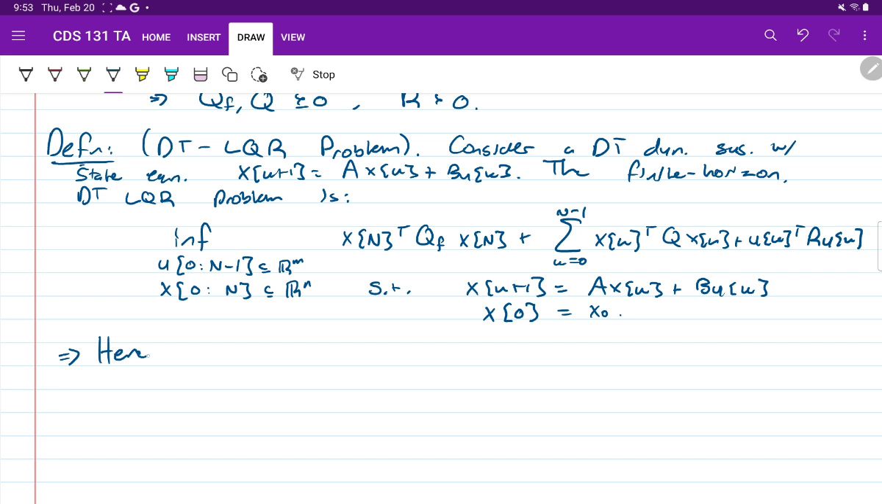So here, we'll always assume that Qf and Q are going to be symmetric n by n matrices, which are positive semi-definite. And then R will be a symmetric m by m matrix, right? Where R will be strictly positive definite. Okay, so this is the discrete time LQR problem.